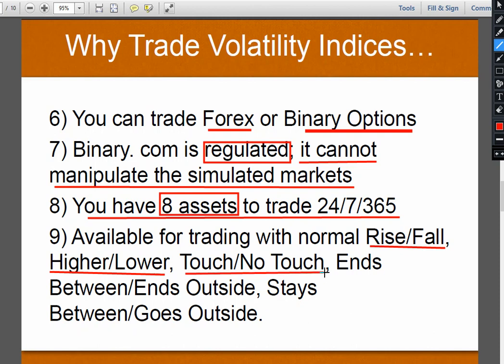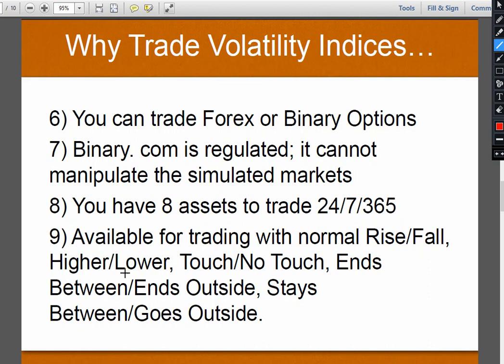You can do touch or no touch options, where you are predicting that price will not move and touch a given price level or will move and touch a particular level. You can also do ends between or ends outside, so you can declare a range and say the market will not move outside this range or will move outside the range. Okay, same: stays between or goes outside. So the normal ones that I personally trade, I usually do the higher lower, the rise and fall, and touch no touch. There are probably other traders who do the others, but that's fine.